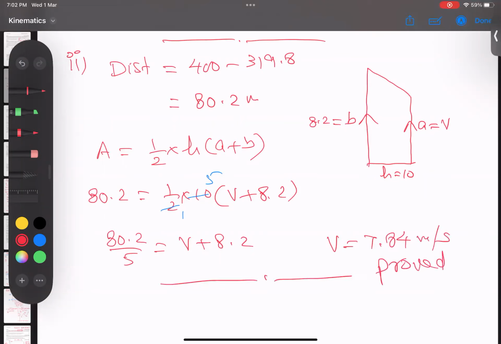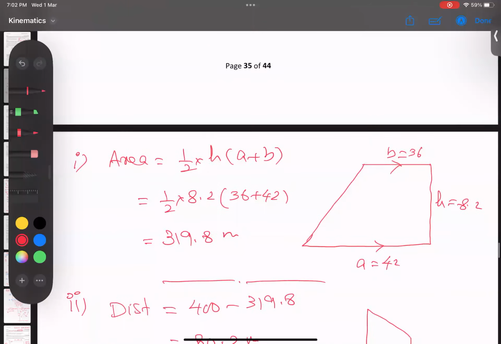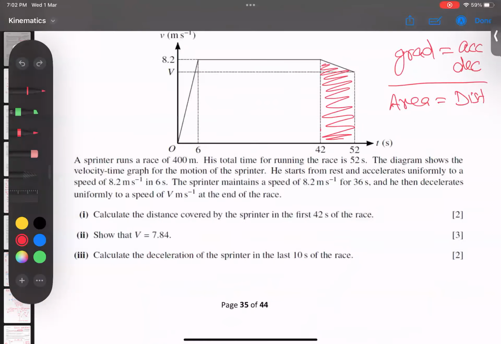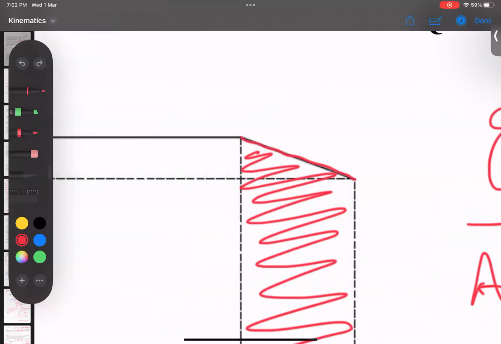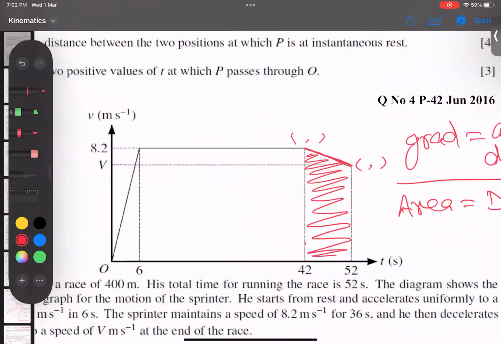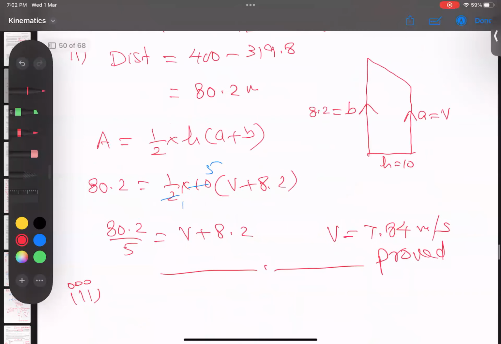Alhamdulillah Rabbil Alameen. Now I'm going for the third part. What question is he asking? Calculate the deceleration of the sprinter in the last 10 seconds. You know where the deceleration is, students? This line is called deceleration. I need the coordinates of both ends, and then I find the gradient. So let's see how to find those coordinates.